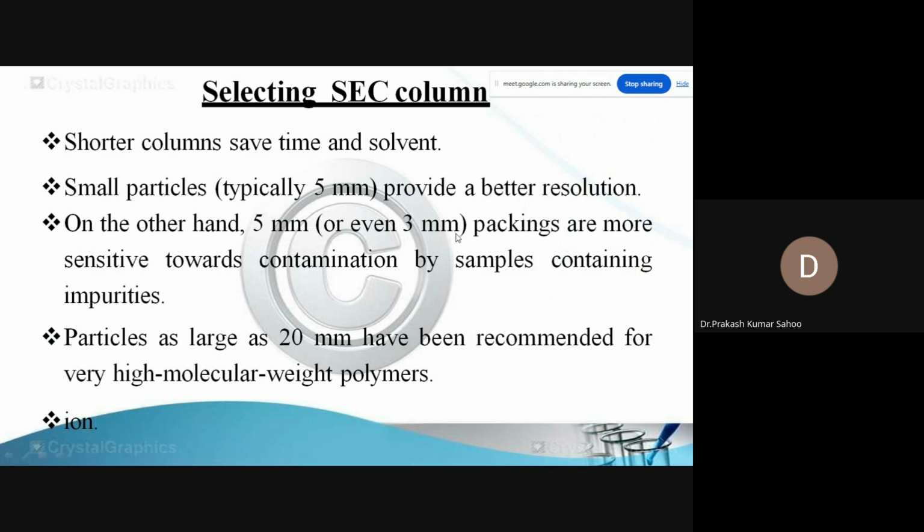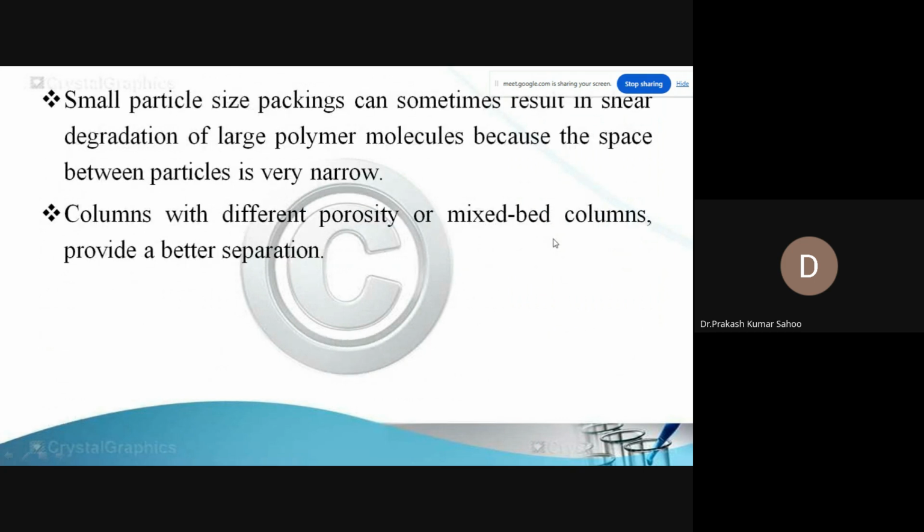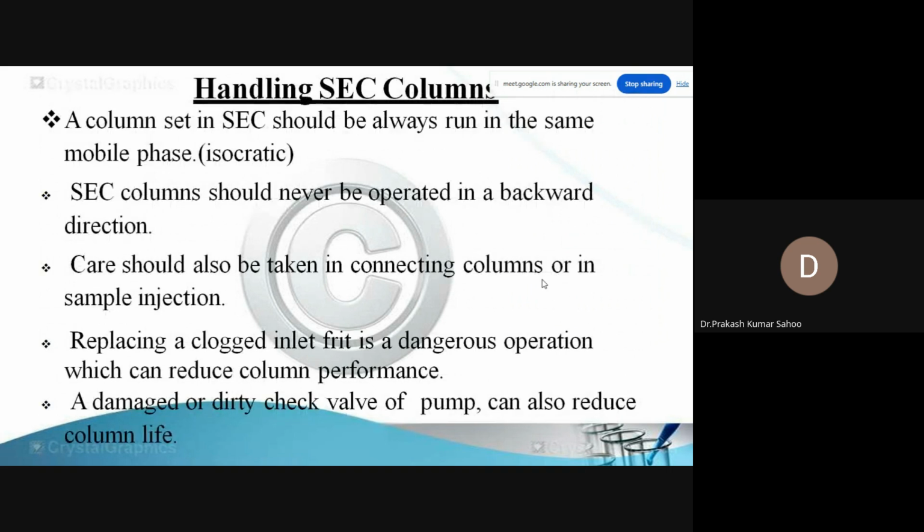The column should be short to save time and solvent as well. Smaller particles provide better resolution, and the packing must be sensitive. Small particle packing can sometimes result in shear degradation of large polymer molecules because the space between particles is very narrow. Columns with different porosity or mixed bed columns provide a better separation. So these are some characteristics of a column to be prepared with different pore sizes using the beads.